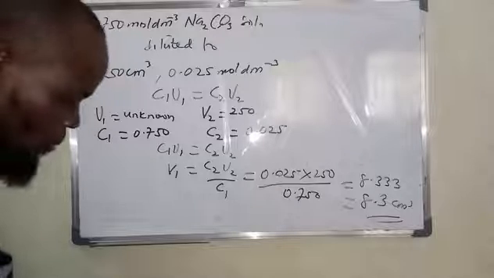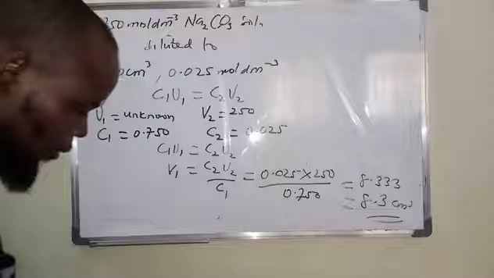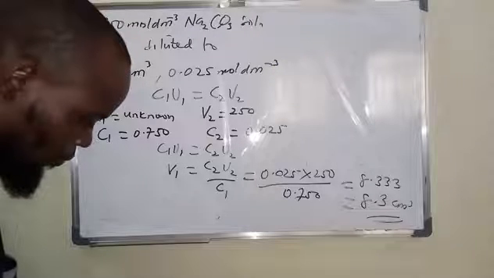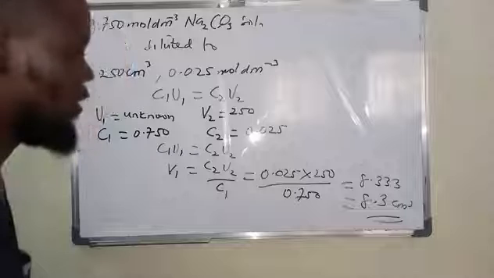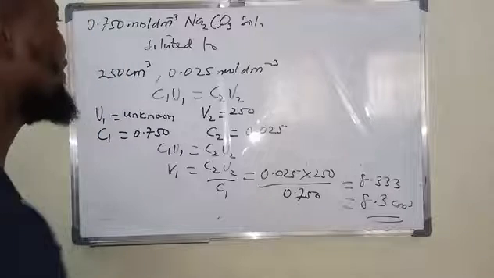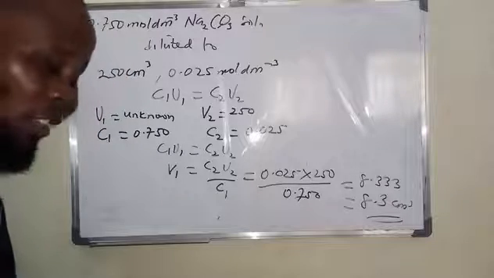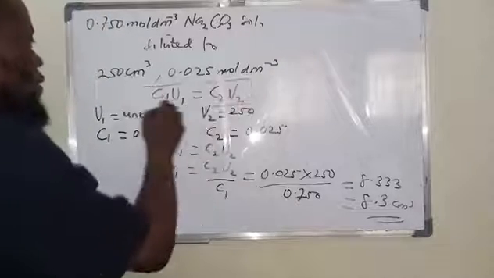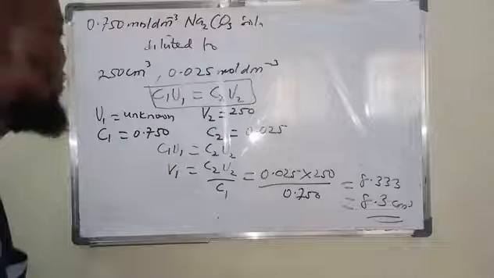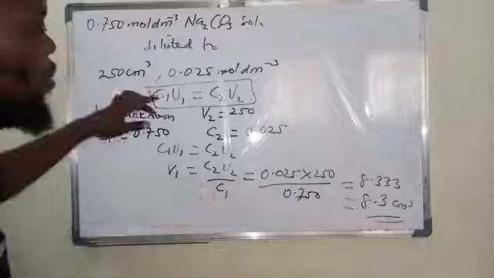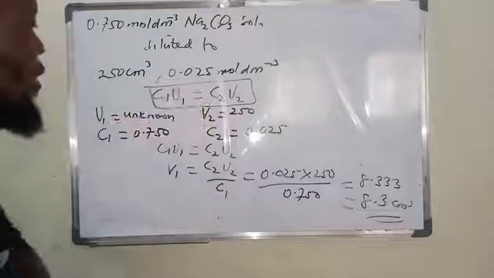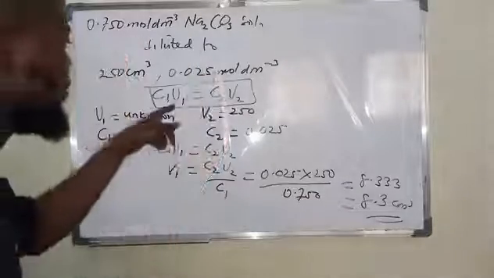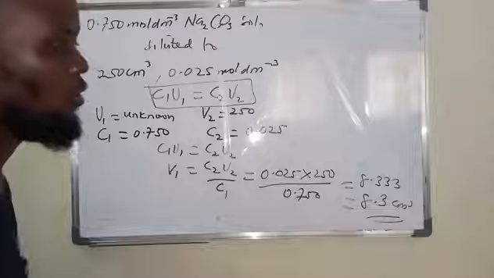So from your options, option D is the answer. So this question of dilution is a very simple one. All you need to do is use this formula and take note that you are diluting from a higher concentration C1 to C2, and the initial volume of the solution is V1 and the final volume is V2.